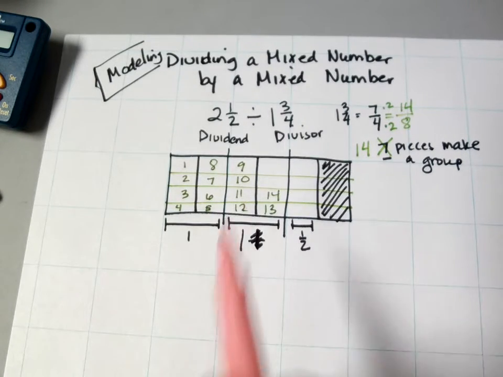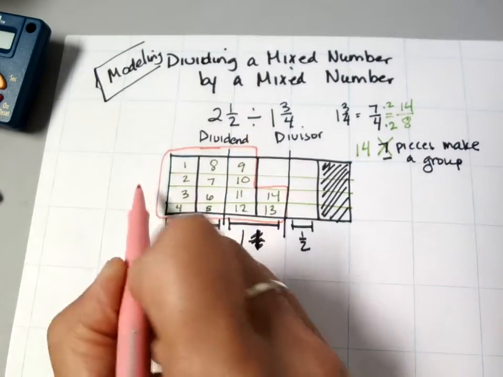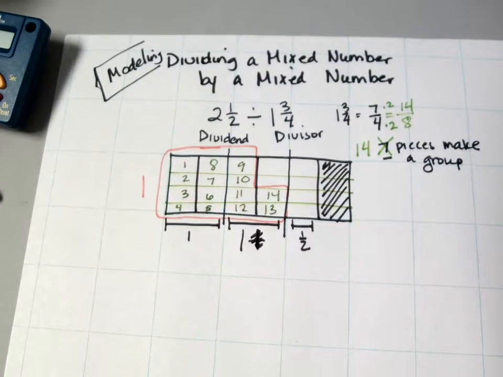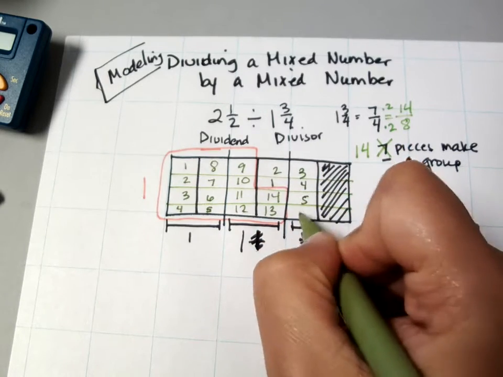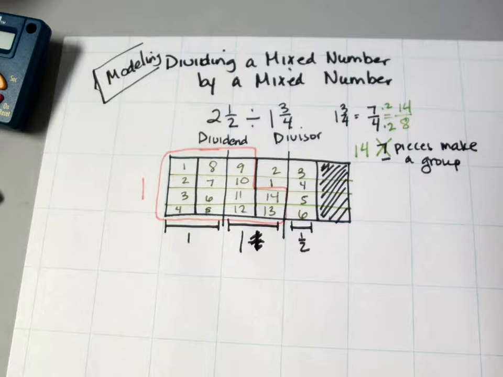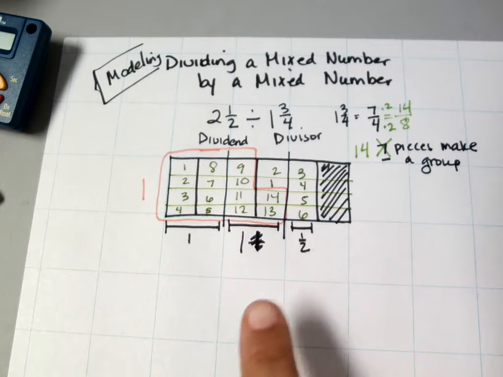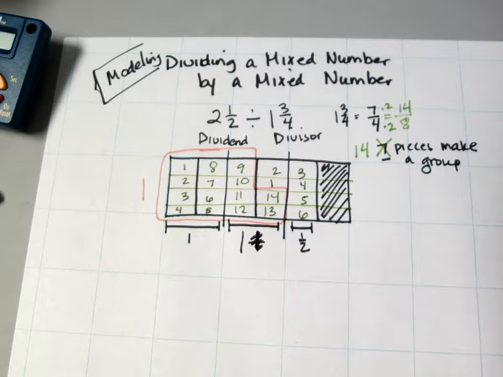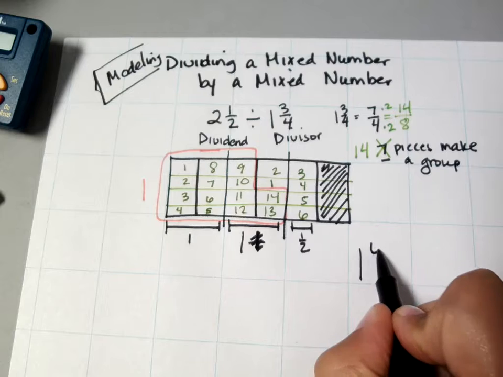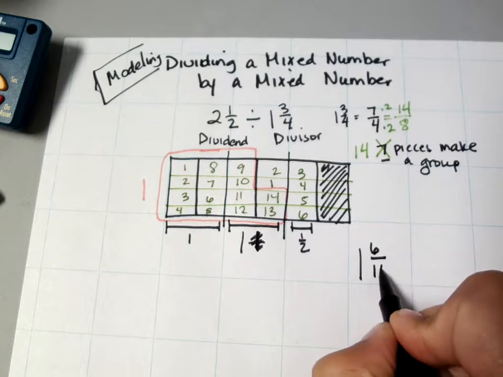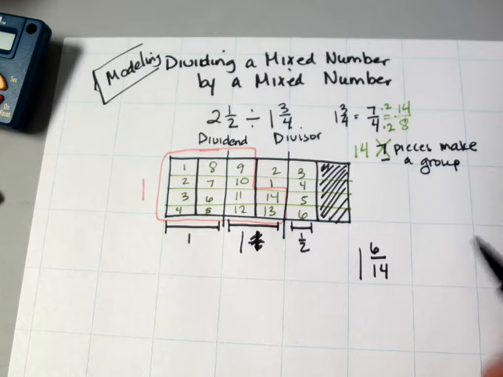So here I have one group. And then I have a remainder left of 1, 2, 3, 4, 5, and 6. So in my 2 1/2, if I want a group that's 1 3/4 big, I have 1 whole group that's 3/4 big, and I have 6 out of 14 because 14 pieces make a group that is 1 3/4 big.